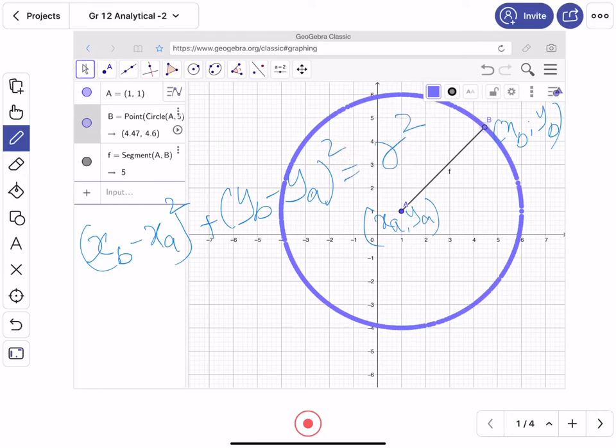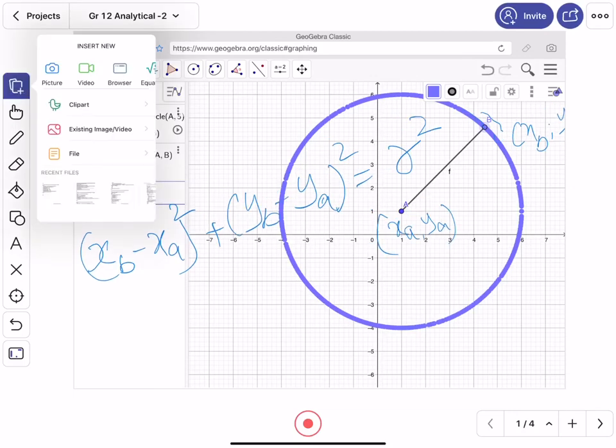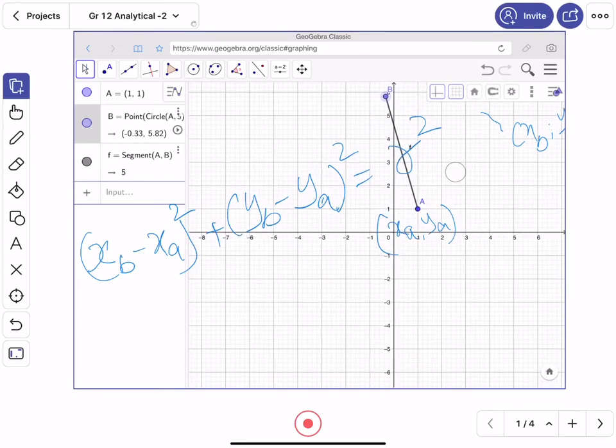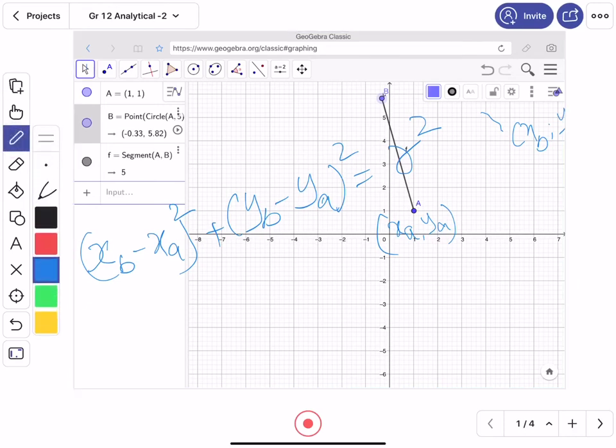Now this B, if I fix this A, this B will change. So if I take the coordinates of B as general XY, and I fix this one and this one, I'm fixing it, I don't move this, right? This is my center. So I call it the center of the circle.